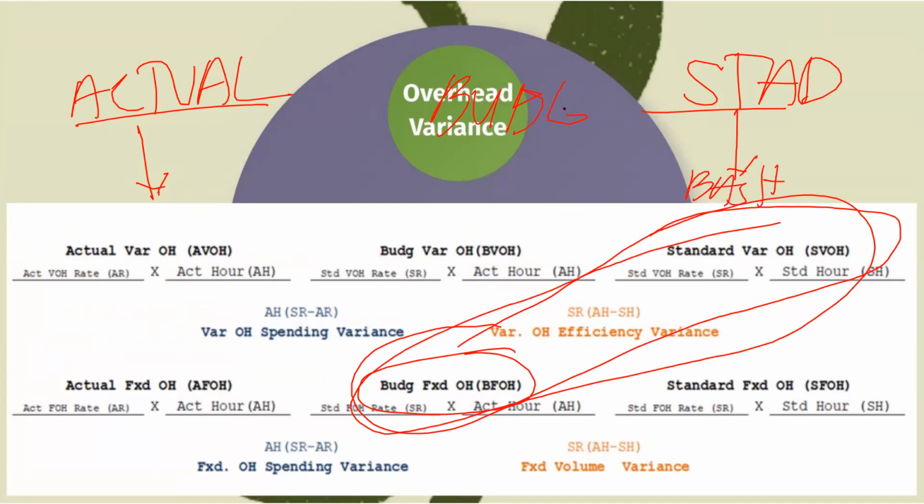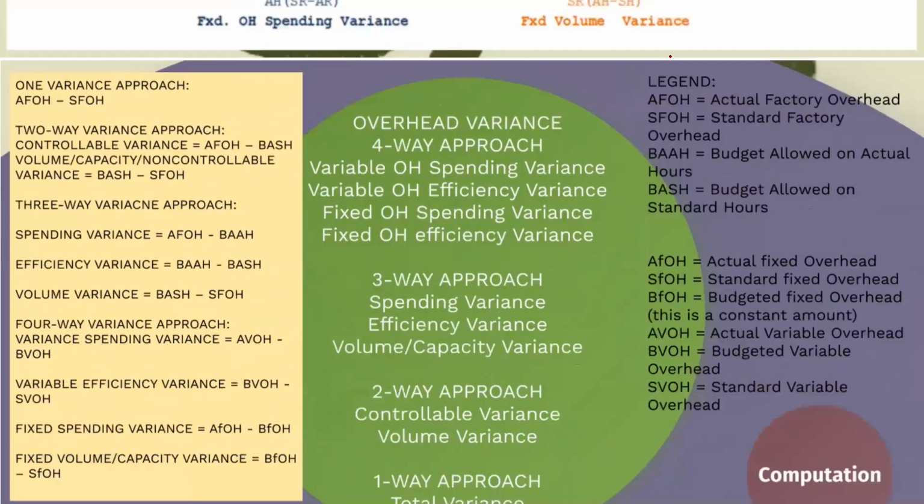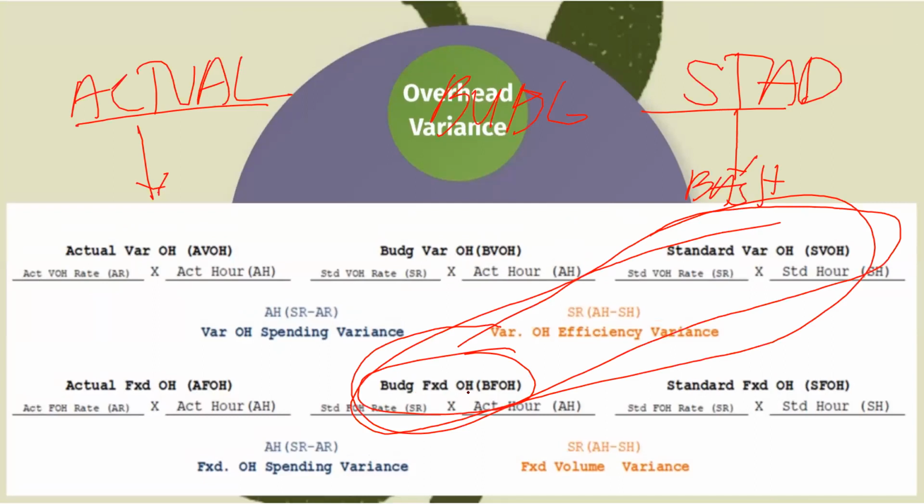We go back to the equations. How about the volume variance? It is BASH less SFO. SFO stands for standard factory overhead. Where is that? It is this one and the total of your standard, the standard factory overhead.